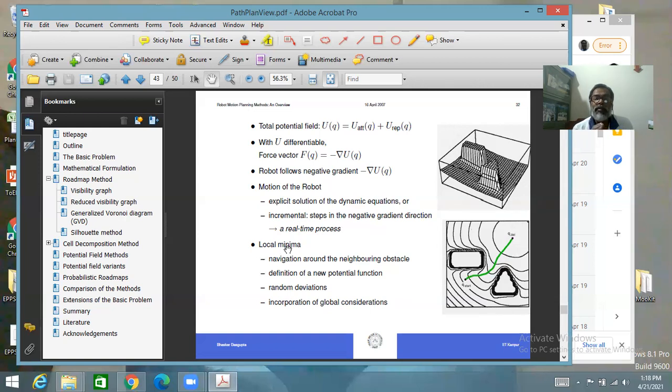So in that case, you think of what can be done. Then these are the possible things that you can do. One is navigation around the neighboring obstacle. Okay, that is something which can be coded as a real-time process. Okay, when the robot is actually operating, but it will delay things. Okay, an unforeseen, unplanned delay. Okay, a definition of a new potential function you can do, but for that you can never decide a priori all possible kinds of geometries. Okay, so that's a problem.